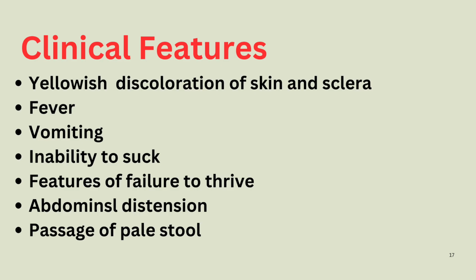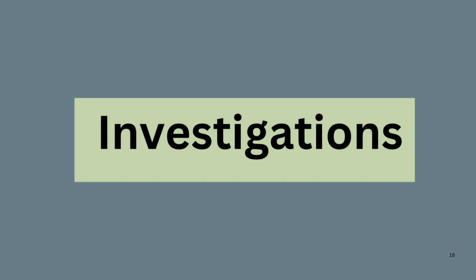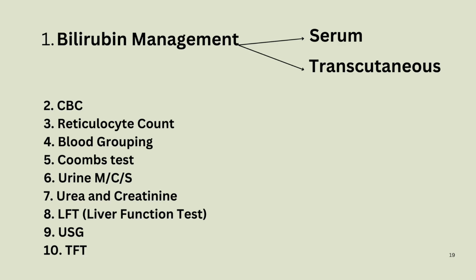Next, we will see the investigations which are needed for identification of hyperbilirubinemia. First one, bilirubin measurement. Bilirubin measurement can be done by either serum analysis or transcutaneous blood bilirubin by bilirubinometer. Bilirubinometer is the device used to identify the bilirubin level.